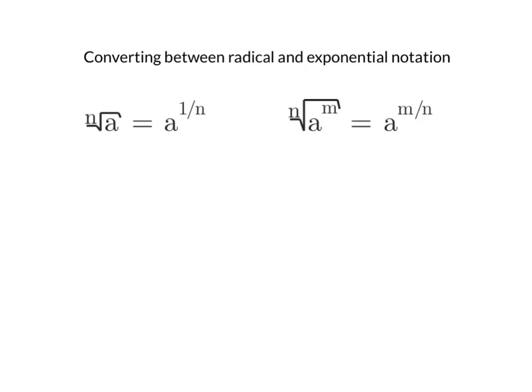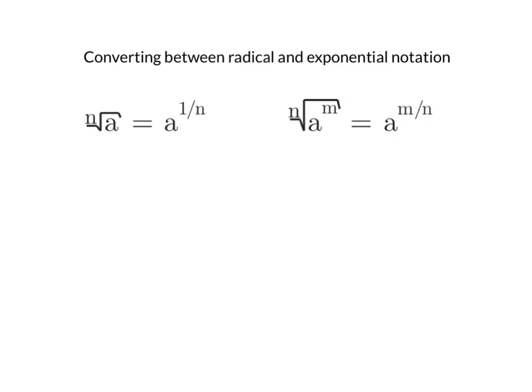So our relationship between radicals and exponents is if we have the nth root of a, we can rewrite this as an exponential, as a to the 1 over n. So our index becomes the denominator of our exponent. Similarly, if you have the nth root of a raised to the m, our m becomes the numerator and our index becomes the denominator.